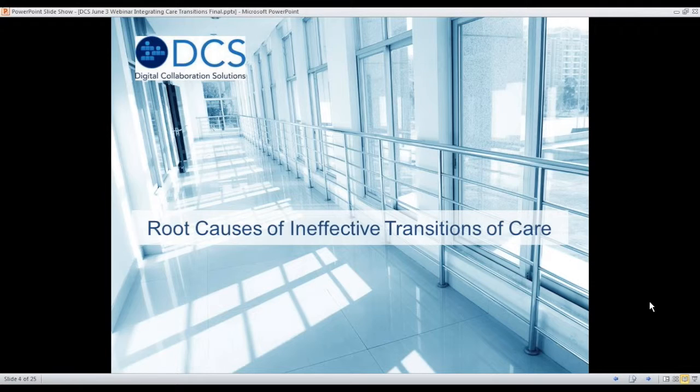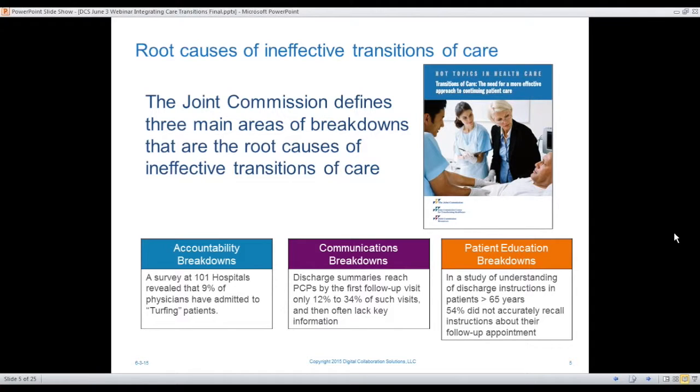Let's start by looking at the issues. What are the root causes of ineffective transitions of care? The Joint Commission, and we all know them, did an in-depth study of transitions of care. They looked at it and said that there were three main areas of breakdown that are the root cause. The first of those is what they call accountability breakdowns, meaning that it's not clear who owns and who's accountable for patient outcomes. The patient moves through transitions and through the continuum of care.